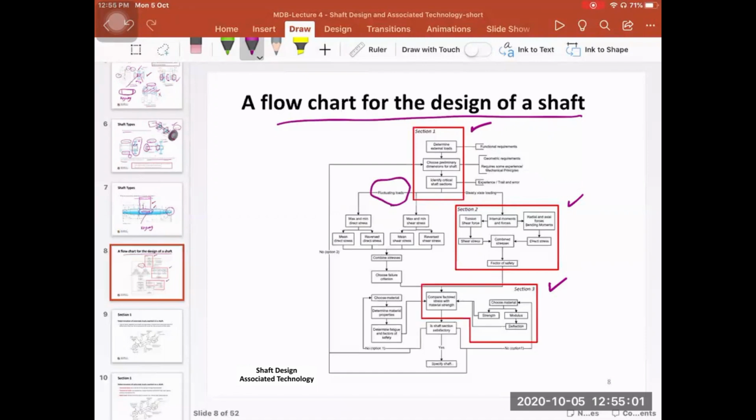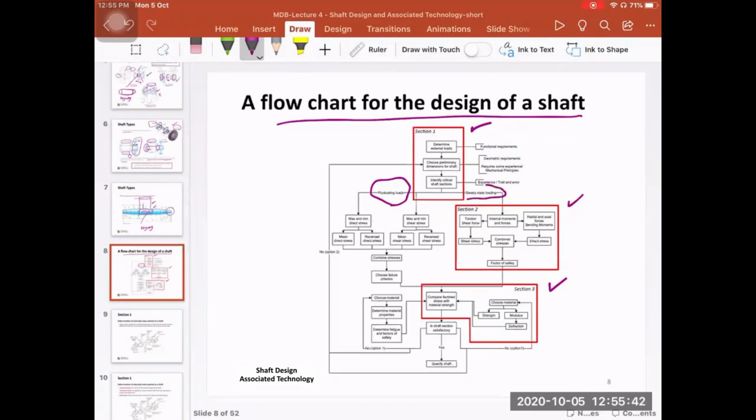So the idea is that we have broken down the design of a shaft into stages or sections or parts, okay? In section number 1, we are going to talk about how to determine the external loads. For example, if you have a set of gears, how you can determine the loads between the gears and how those loads are going to transmit to the shaft and consequently to the bearings. Choose preliminary dimensions of the gear based on the geometrical constraints. You need to identify the critical sections where the stresses are quite high.